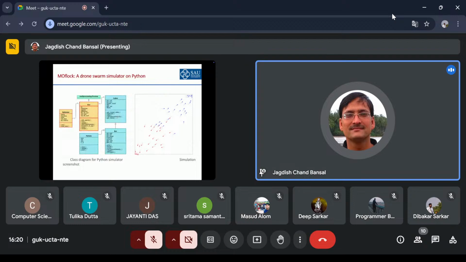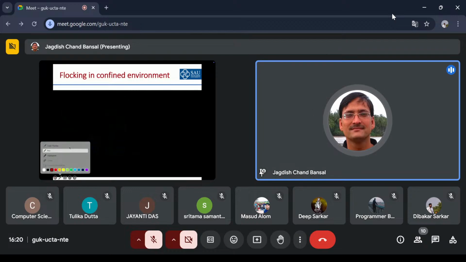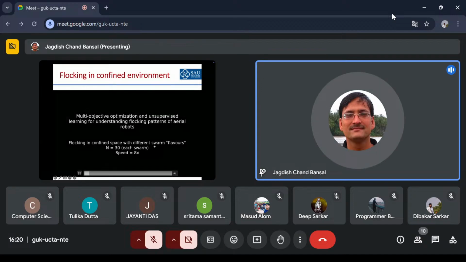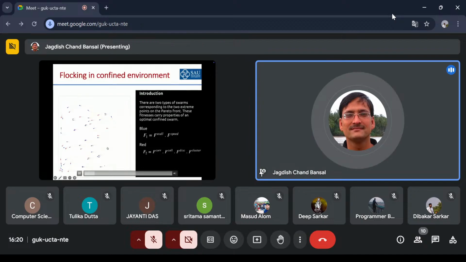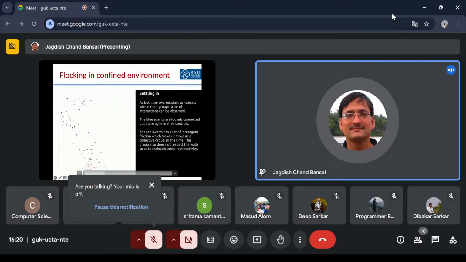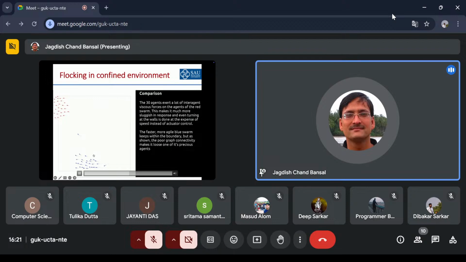This is the class diagram of the drone swarm simulator that we have developed. Let me play this, just a second. You see here, this is the simulation of our system, and the problem is the same that we proposed in the 2018 journal. You can see that it's a multi-objective optimization problem. There are 2 solutions: one is the red solution and one is the blue solution. Red has the flexible boundary and blue has the strict boundary. They have to be inside the boundary, and therefore you see the coordination in the red is better than in the blue. In the blue, the coordination is less, but it always remains within the boundary. Here the coordination is better, but it can go beyond the boundary also.